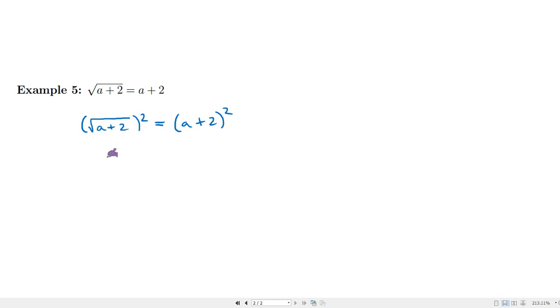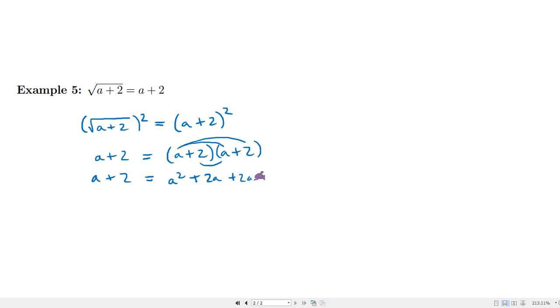So this just becomes a plus 2. But how do we square this? Well, we're going to have to FOIL that out, right? So that's (a plus 2)(a plus 2). So this is a plus 2 is equal to, now foiling, this will be a squared, right, first, plus outside 2a, plus inside 2a, and then last plus 4. And then simplifying, we have a squared plus 4a plus 4.